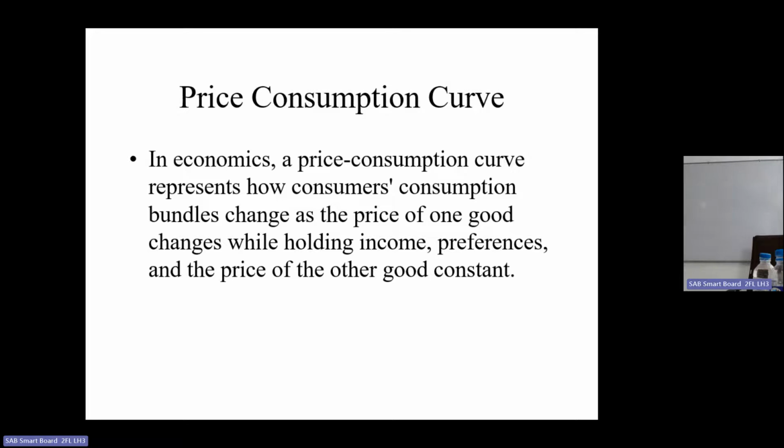Now the price consumption curve also explains the selection of bundles of goods, with the change in the price, right? Here we assume other factors, such as income and preferences, all other factors remaining constant. So that is the assumption.